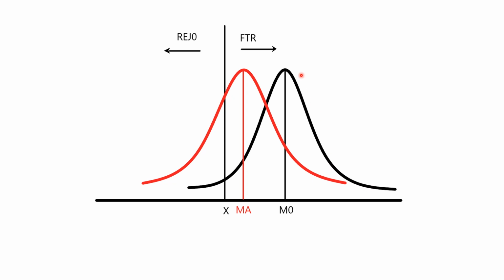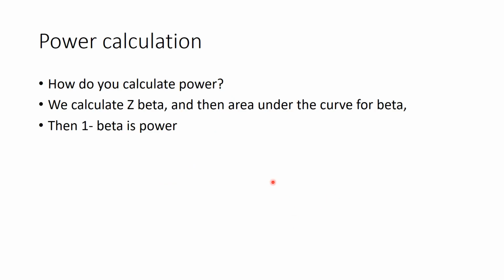Again, same black curve, same X bar, same rejection region. Anything below this X, we reject the null. Anything above this X, we fail to reject the null. But now we are working with an alternative hypothesis, which is the red curve. Again, how do we calculate power? We calculate the z beta and then the area under the curve for beta, and then 1 minus beta is power.